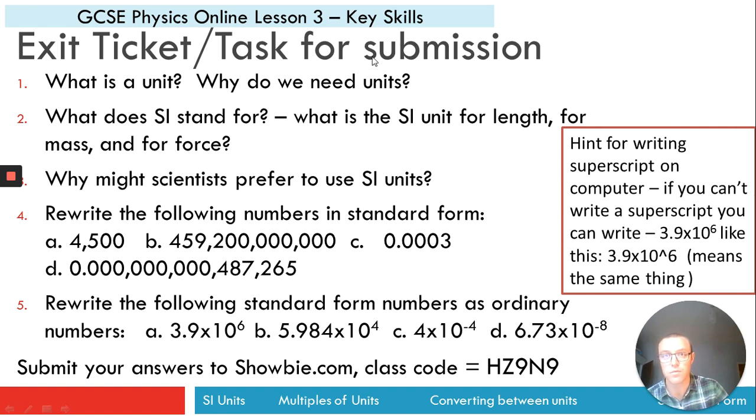Exit ticket questions. Number 1, what is a unit? Why do we need units? Number 2, what does SI stand for? What is the SI unit for length, for mass, and for force? Number 3, why might scientists prefer to use SI units compared to other units, like imperial units, which would be miles and pounds and things? Why do we use SI in science? Go back to the video if you're not sure. Number 4, rewrite the following numbers in standard form: A, B, C, D. And number 5, rewrite the following standard form numbers as ordinary numbers.